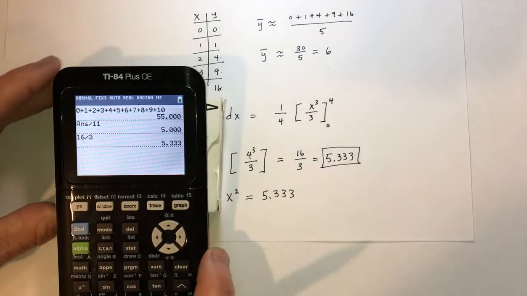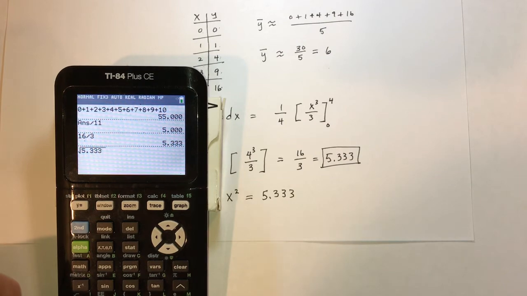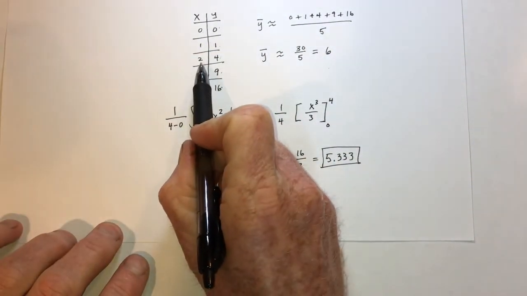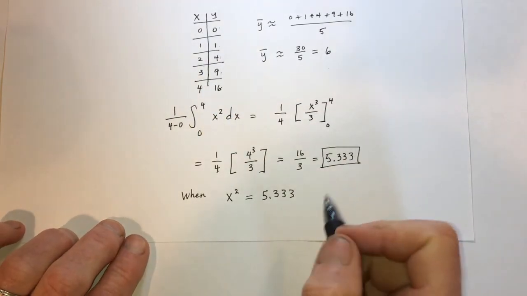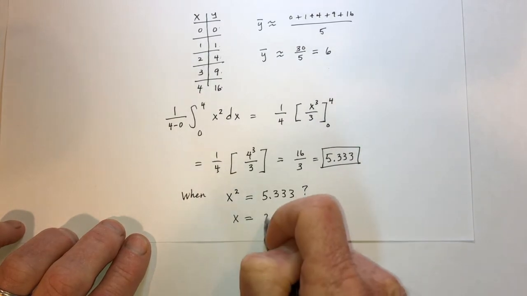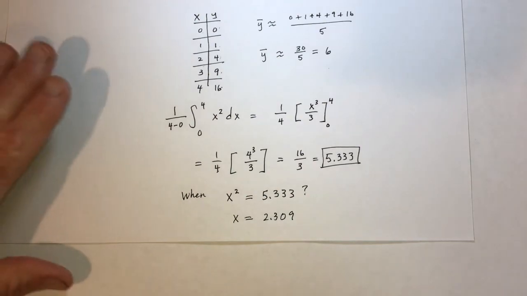So then we just need to take the square root. 2.309. So if I would have done all the numbers in here, eventually I would have done 2.309, and then the average y value would have showed up. Okay, that's enough with that one. Then on to the last example.